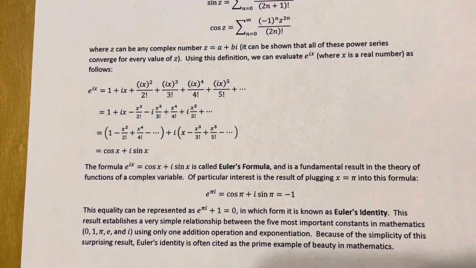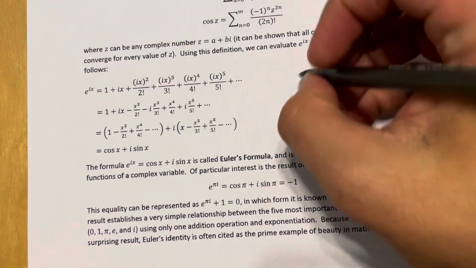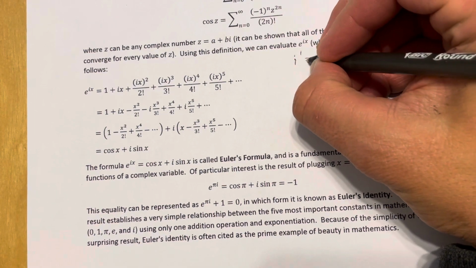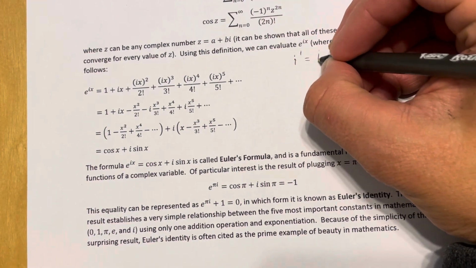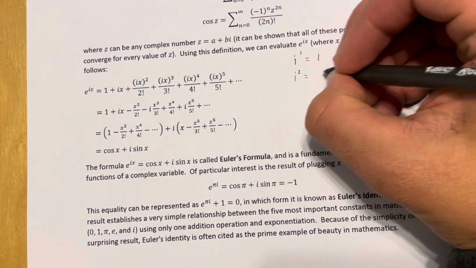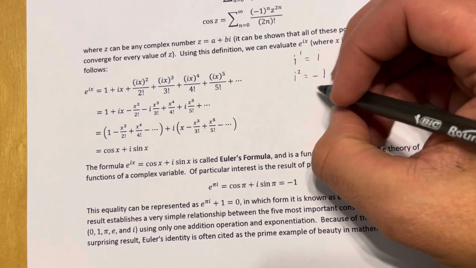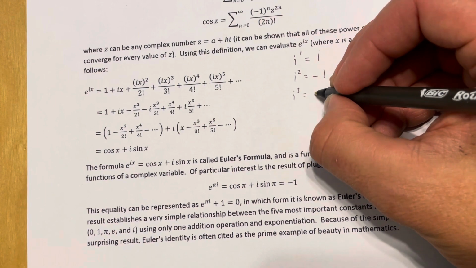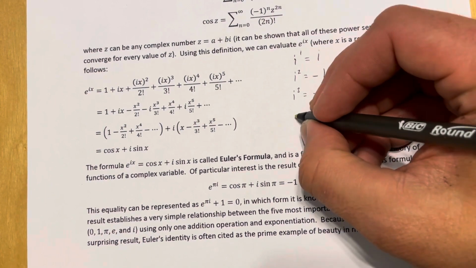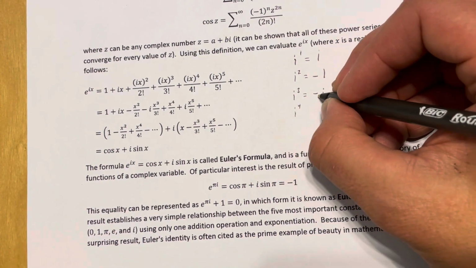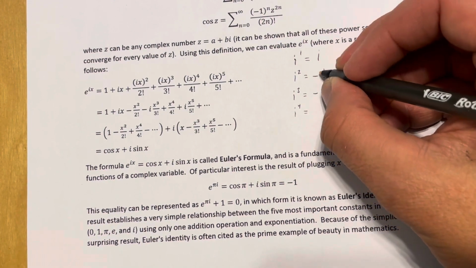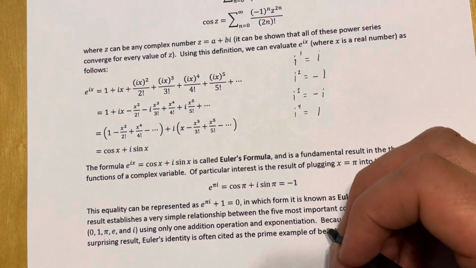Now, if it's been a while since you've looked at imaginary numbers, remember that i to the power of 1 is just i, i squared by definition is -1. i cubed is -1 times another factor of i, which would be -i. i to the fourth is -i times i, which is -i squared, or -(-1), or +1.